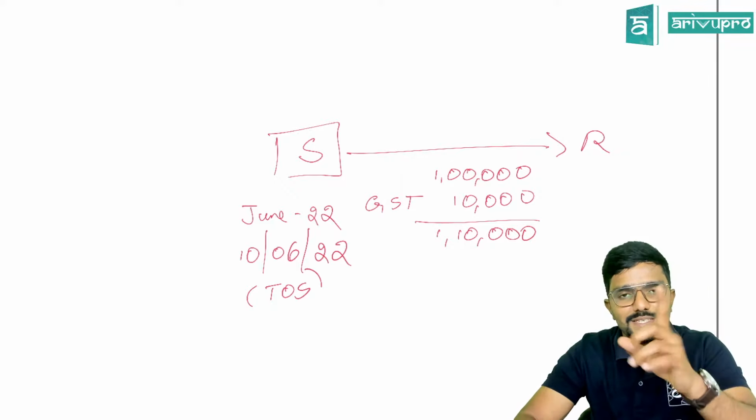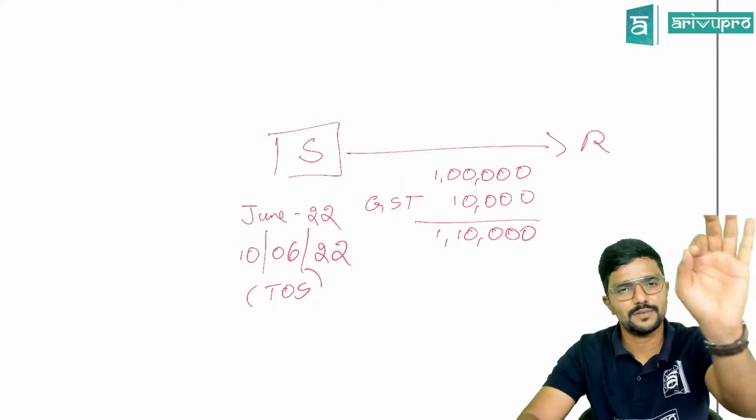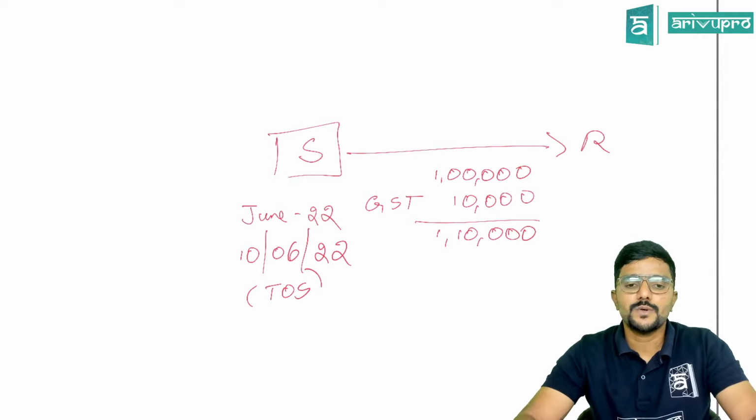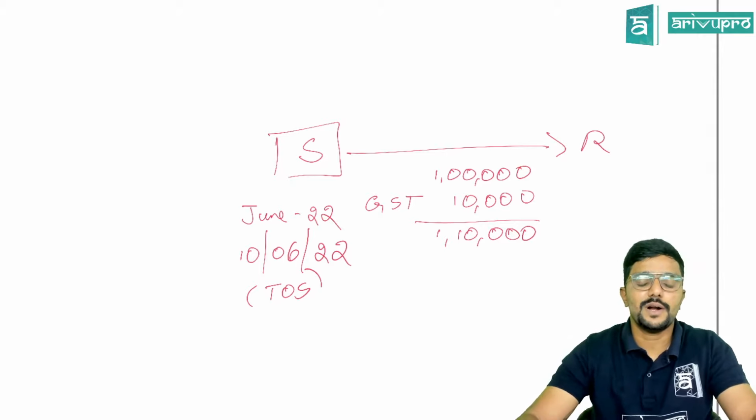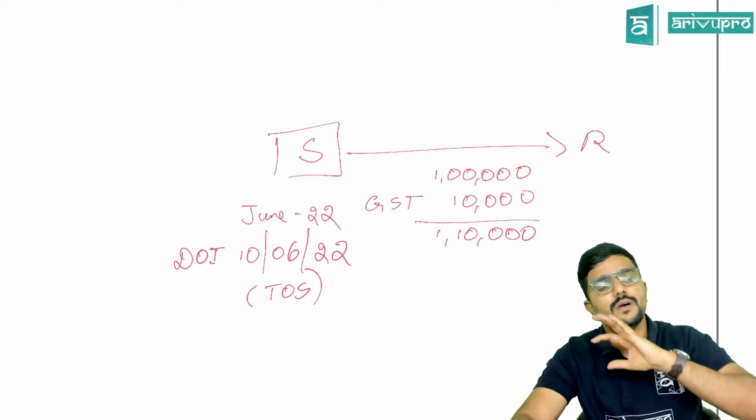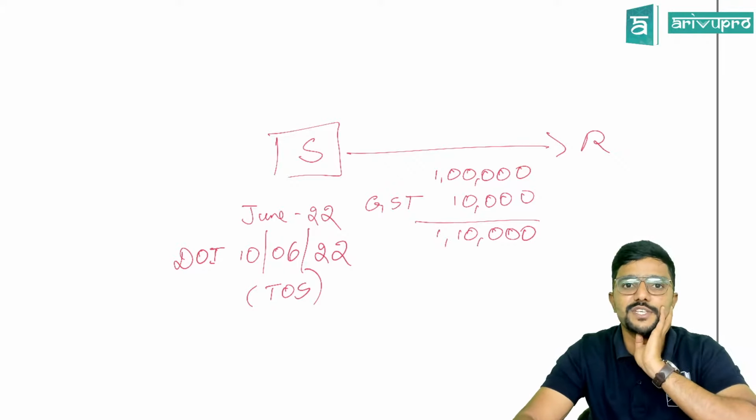Agree? Yes, sir. Assuming forward charge is applicable. I repeat, supply has taken place in June 22, so the time of supply is on 10th June. On what day is the invoice issued? The date of invoice is 10th June. On that day only is the time of supply as per section 12.